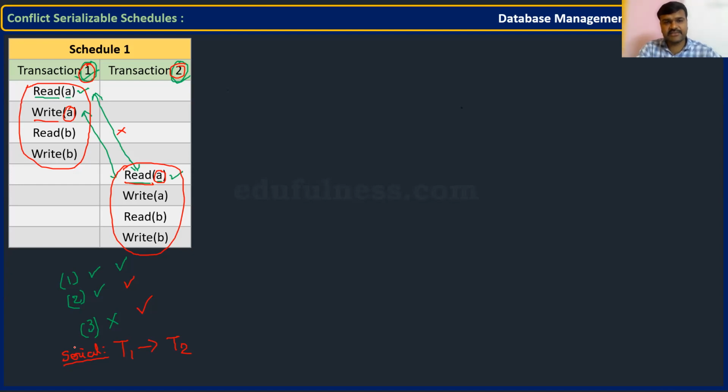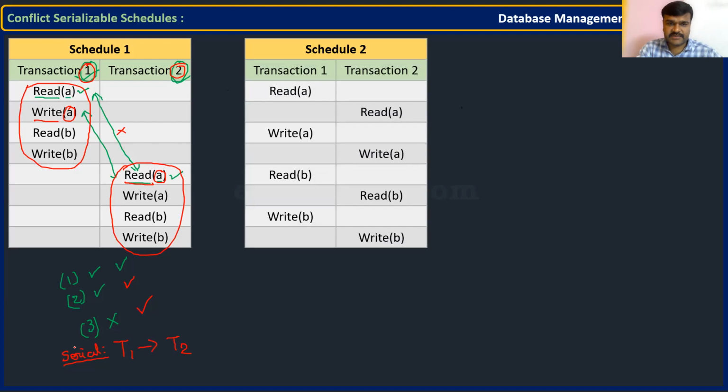Now, let us take a non-serial schedule. That means you can see one operation from T1, then one operation from T2, and you are doing it in such a manner, one after the other. Now, in this case, let us try to identify these three things. For example, if I take these two, the same thing is going to repeat. If I take the three conditions, 1, 2, and 3.